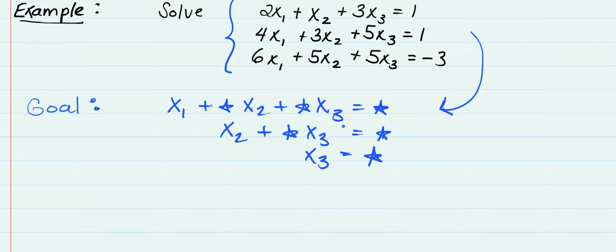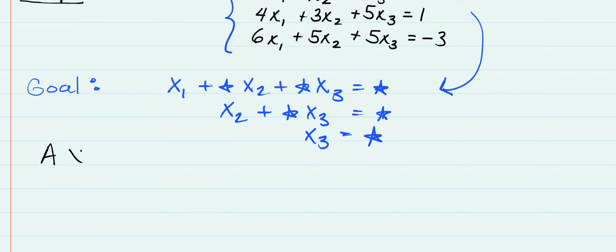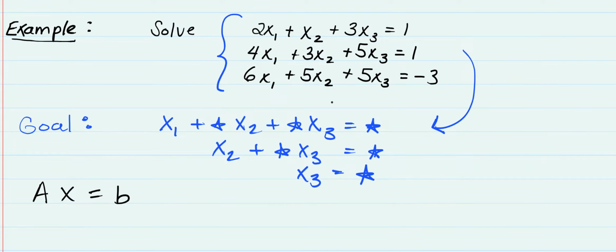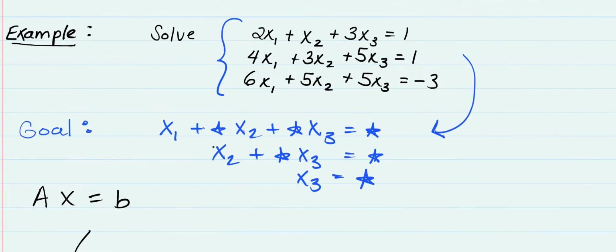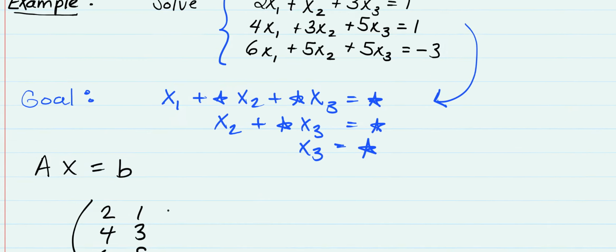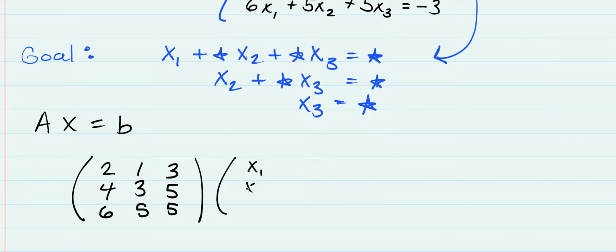What I'm going to do is I'm going to use the matrix form we talked about in the last video. I'm going to make my matrix A, my matrix X, and my matrix B, where A is the matrix of just the coefficients. So I'm going to have 2, 4, 6, 1, 3, 5, and then 3, 5, 5, and then we have x1, x2, x3, and that is equal to 1, 1, negative 3.